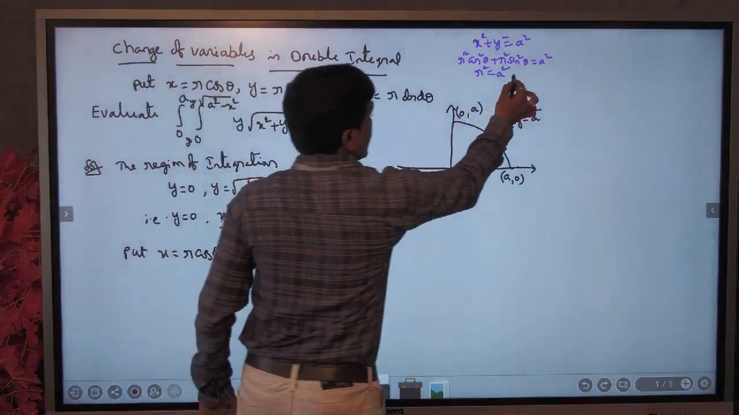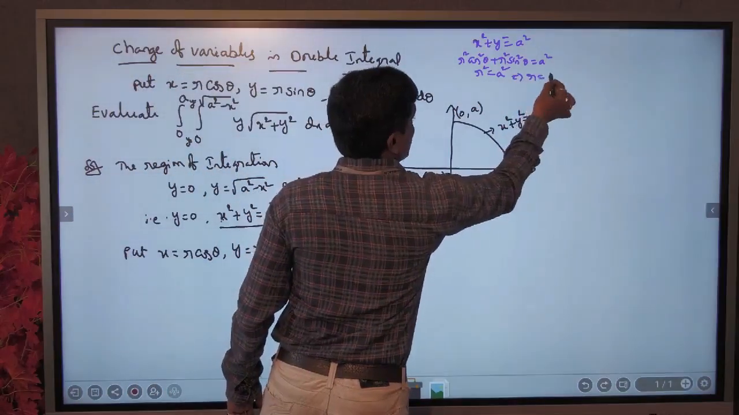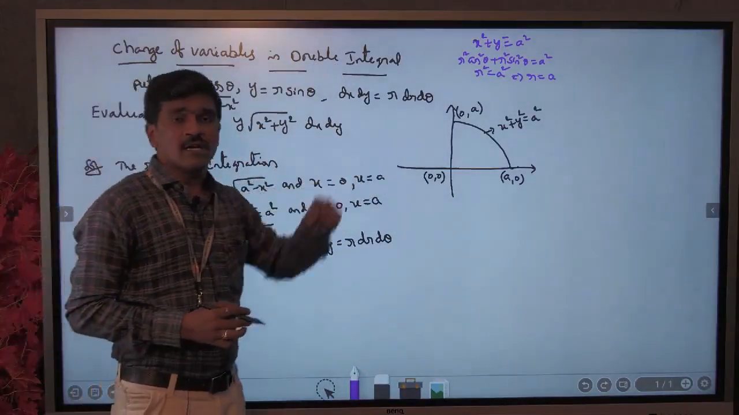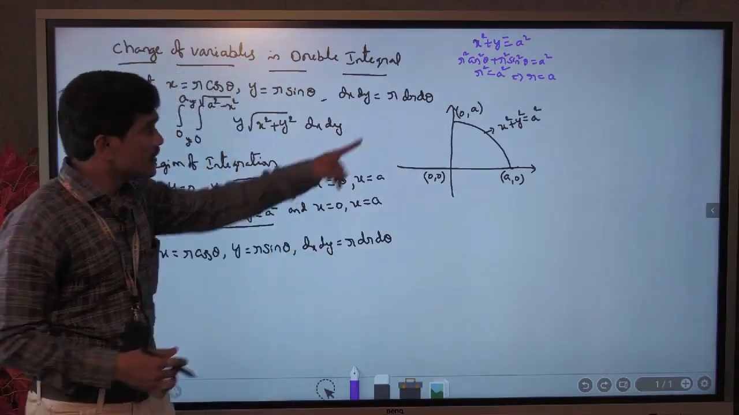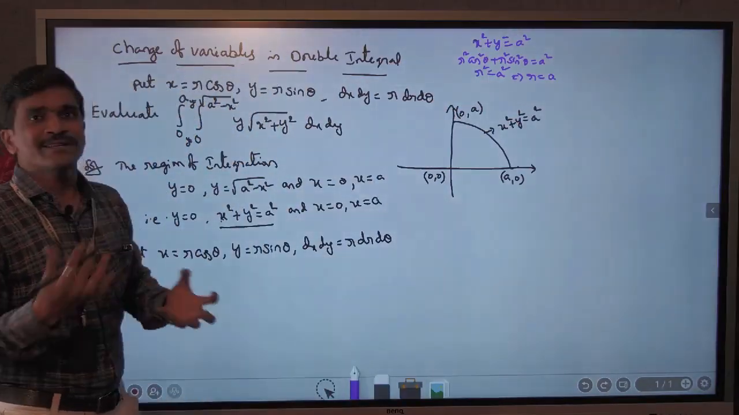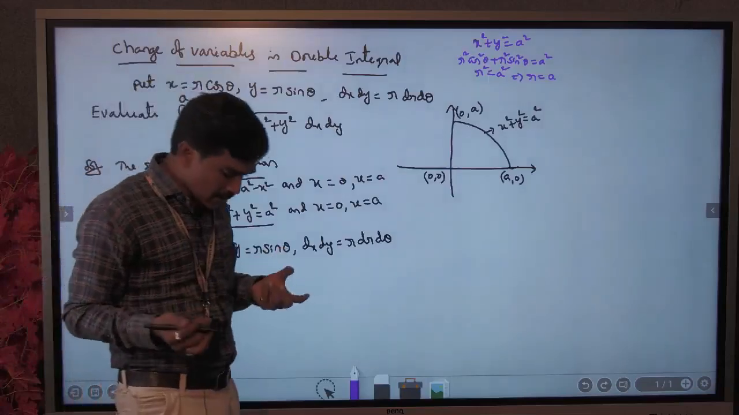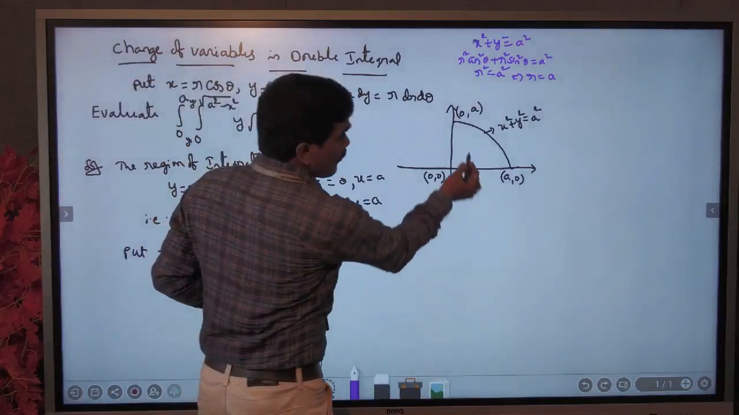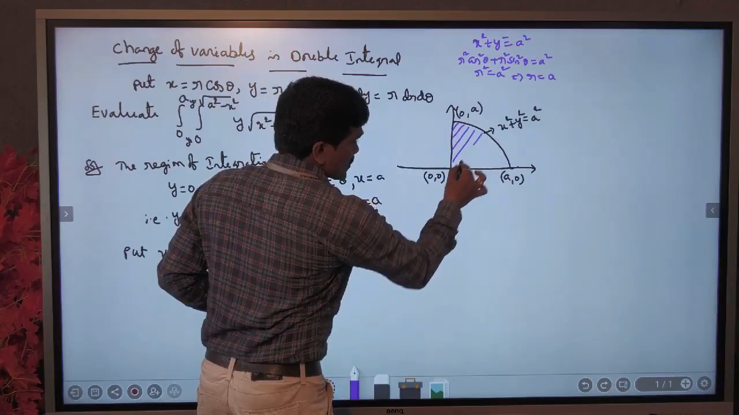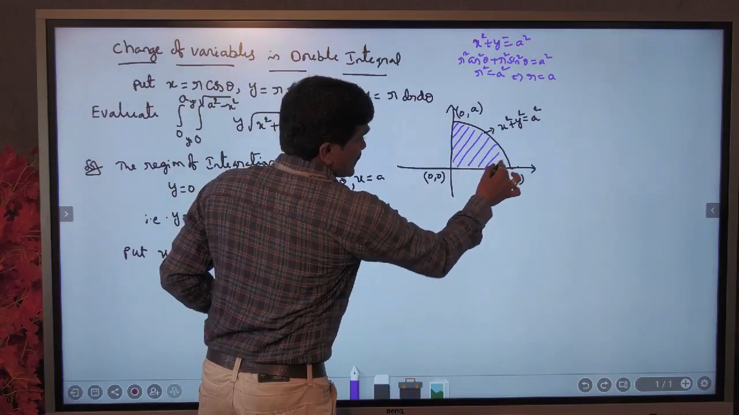Then simply write here r is equal to plus or minus a. Now here it is in the first quadrant, so we take 0 to a. So here r varies from 0 to a. Then what about theta? Theta means the angle. Now the required curve is in this first quadrant. What is the angle here?